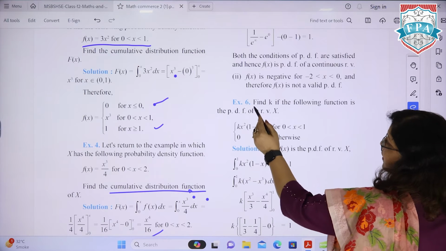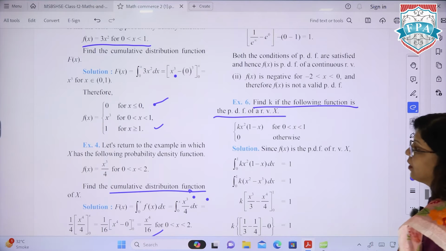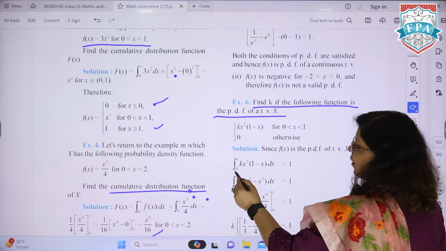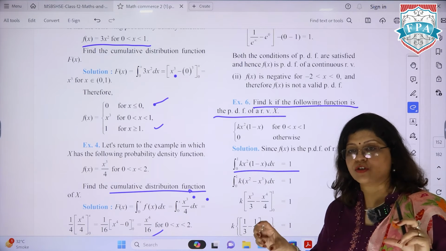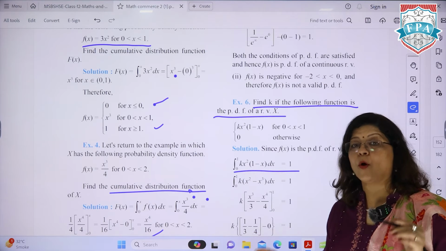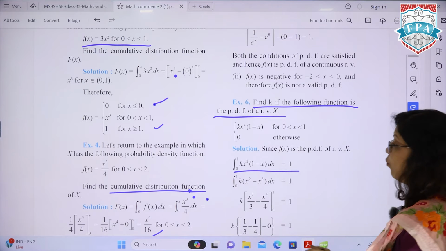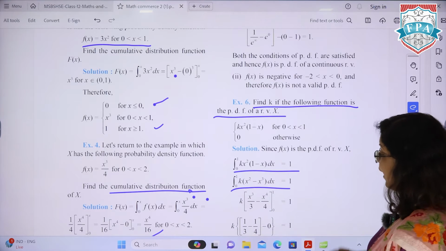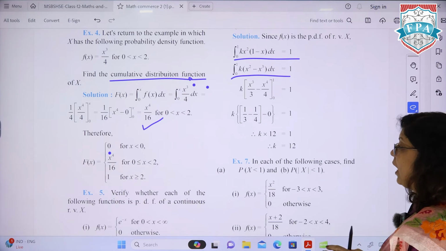Now here, find k if the following function is a PDF of a random variable x, 0 to 1. So if it is a PDF, this value from 0 to 1 has to be equal to 1. And we use this concept that the sum total of all the probability distribution function, basically the probabilities, is 1. We are going to use it here to find the value of k. So k can be calculated at the end using this formula and we get the answer.